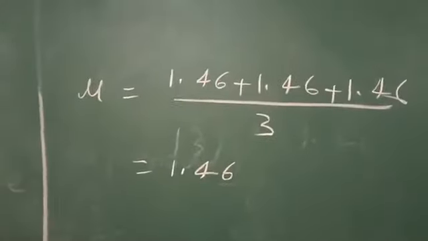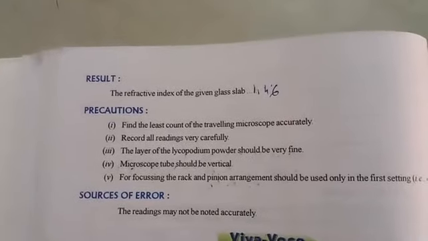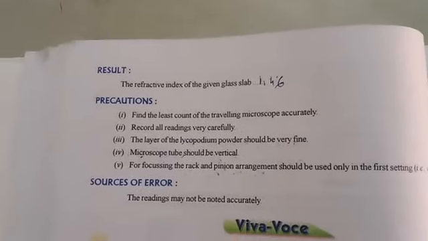Okay, and now we will note down the mean position as in your book also. The mean position is 1.46, and the refractive index of the glass slab is 1.46, and the result is, this is the result. The refractive index of the glass slab is 1.46.